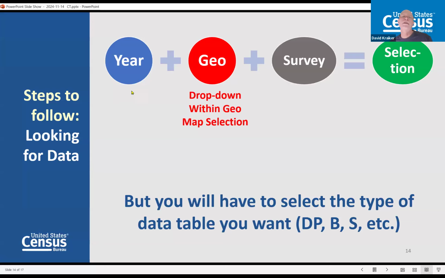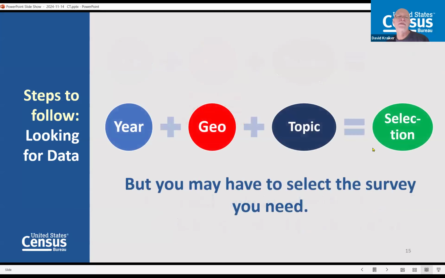If you do not select the year, it will commingle the older counties with the newer counties or new county equivalents, and it will confuse the system. So you really need to put the year in first, and then your geography, and then probably your survey. So I would say an ACS 5-year data profile, and then it will give you options to select, and you can select them.